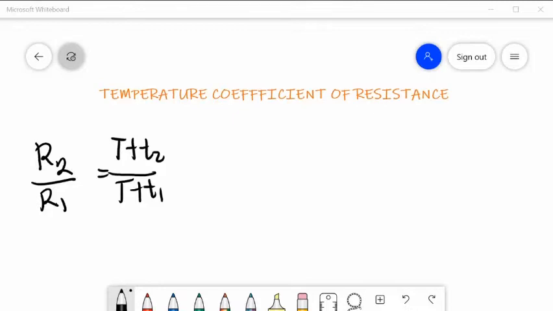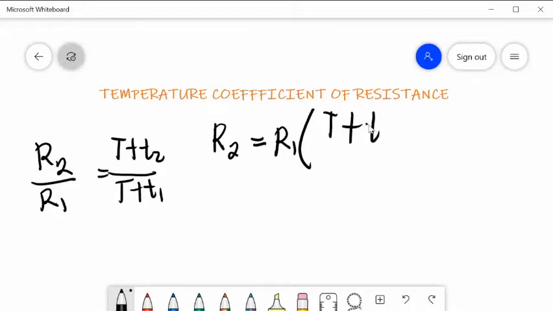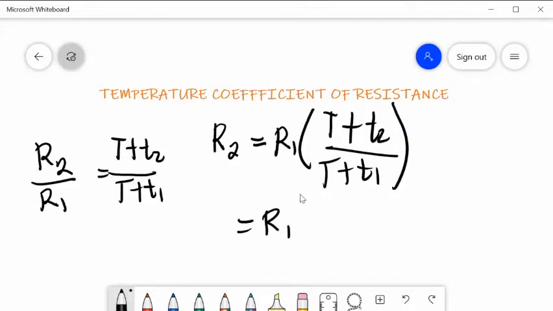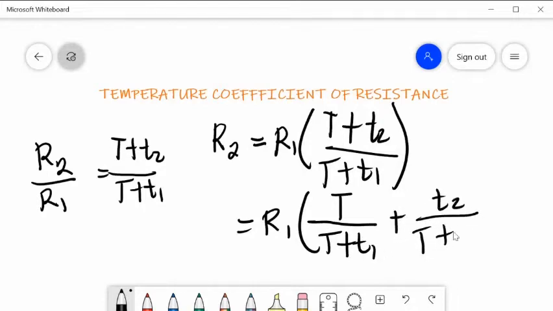From our formula a while ago, R2 over R1 is equal to T plus T2 divided by the inferred absolute temperature T plus T1. We'll manipulate this equation, getting R2 equal to R1 multiplied by T plus T2 over T plus T1. So R1 multiplied by T over T plus T1 plus T2 over T plus T1.